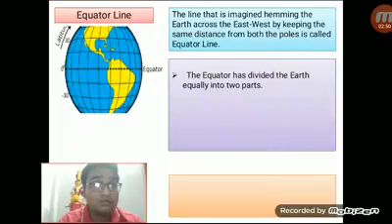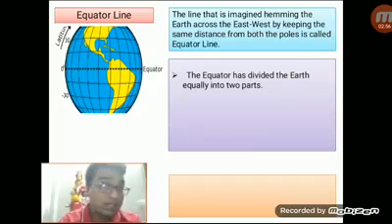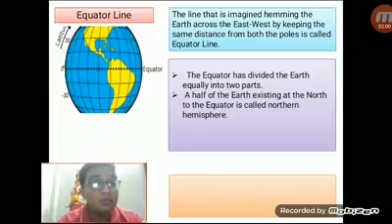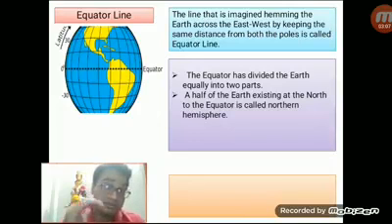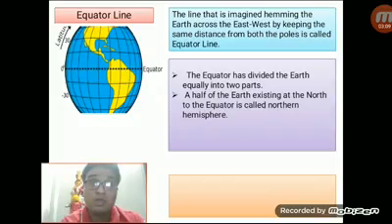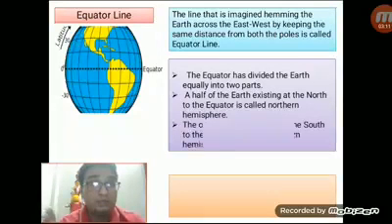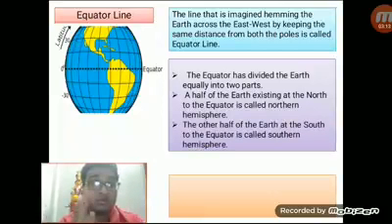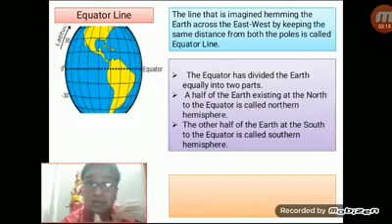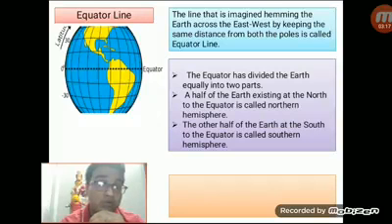First of all, the equator has divided the earth equally into two parts, and I have discussed this earlier. Then the half of the earth existing north of the equator is called the northern hemisphere. So this is the definition of the northern hemisphere. Then the southern hemisphere: the other half of the earth south of the equator is called the southern hemisphere.